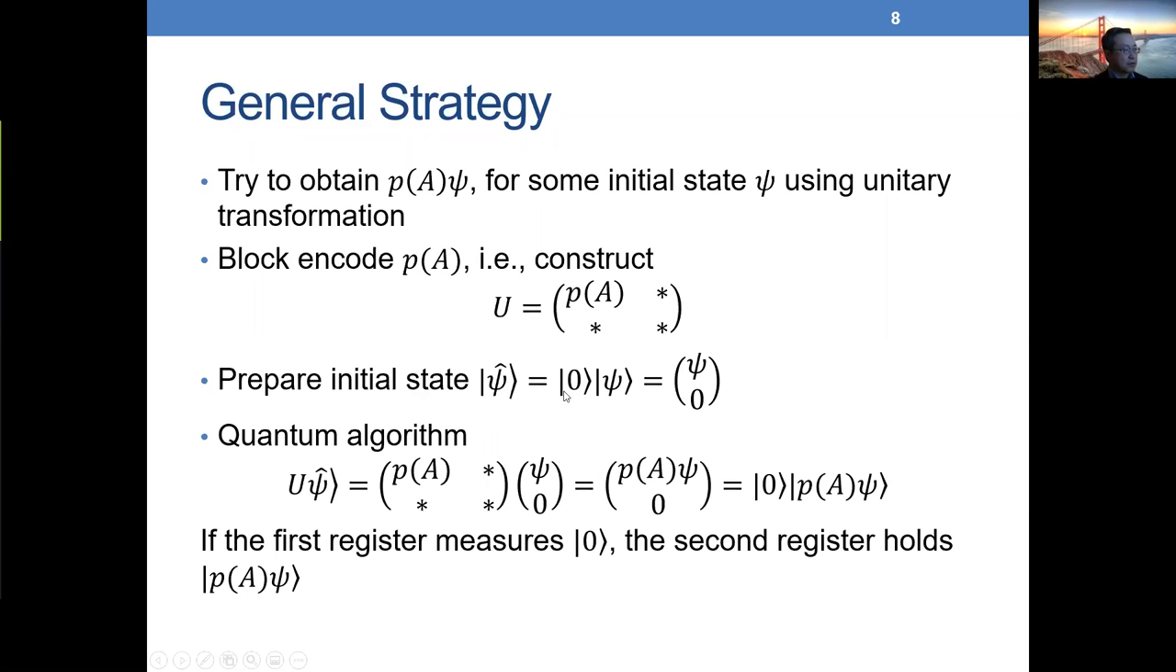So it's 1, 0 with psi, that gives you psi zero. Then when you apply that unitary, you get P of A times psi in the first component of this vector. Then if you measure this first, what we call register, and if you measure it to be zero, then the second register contains essentially what you want. Now, this is also something a little bit different from classical computing. You measure that, and you get this state in your second register. You can't necessarily read it out as you would in a classical computer, but you can make use of it to do subsequent calculation.